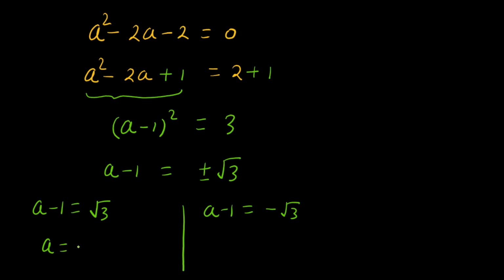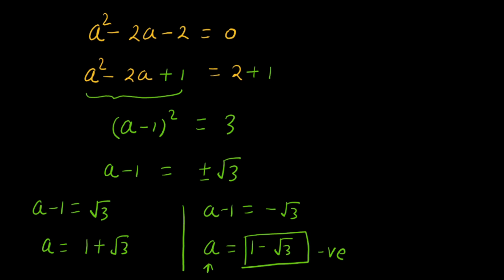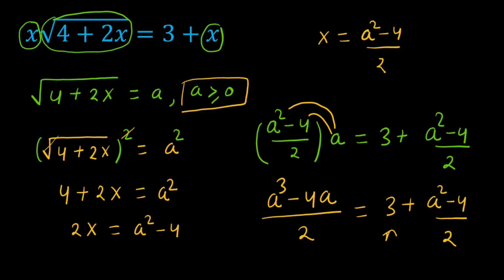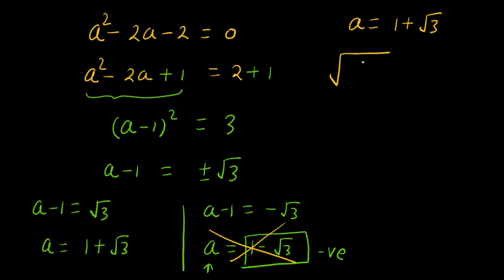Here the value of a is 1 plus square root of 3, and the other value of a is 1 minus square root of 3. This 1 minus square root of 3 is negative, and we know that a is positive, so this value of a is also rejected. Here the value of a is 1 plus square root of 3, and we know that a is the square root of 4 plus 2x, so the square root of 4 plus 2x equals 1 plus square root of 3.